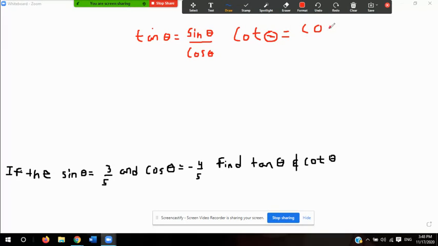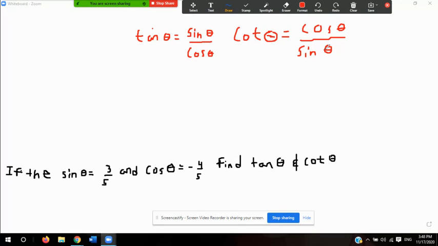So the cotangent of theta equals the cosine of theta over the sine of theta.